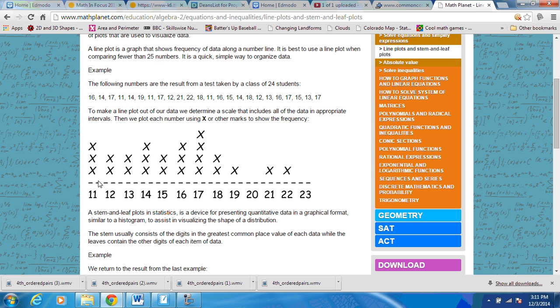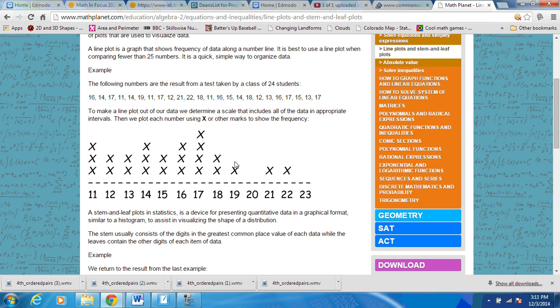The lowest score was 11, and the highest possible score was 23, but no one got the highest score. You can analyze that from looking at this line plot. You know that 3 people got a score of 11, and only 1 person each got a score of 21 and 22. So we know that no one got a perfect paper because 23 is the highest you would go. This is the kind of information you can get from looking at a line plot.